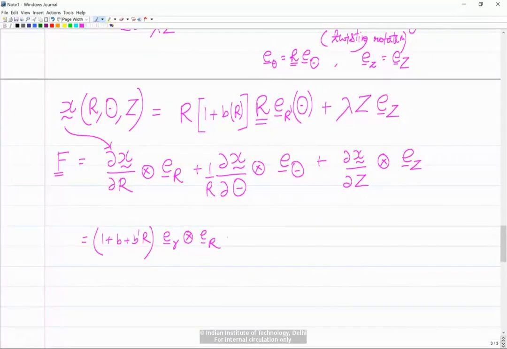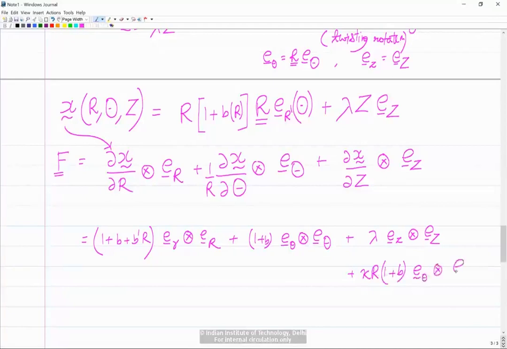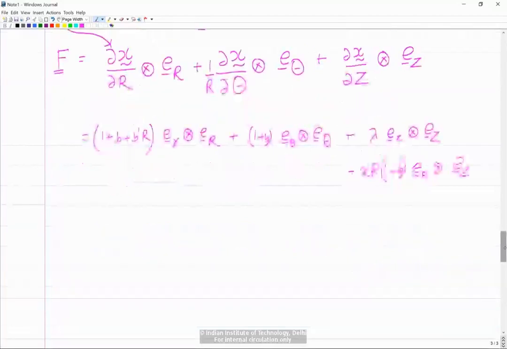Okay, then plus 1 plus b E small theta tensor product E big theta, plus lambda E small z tensor product E big Z. See, simply when you take the derivative, this will come. Plus kappa big R 1 plus b, and then you have E small theta tensor product E big Z. Okay, that's your deformation gradient tensor.